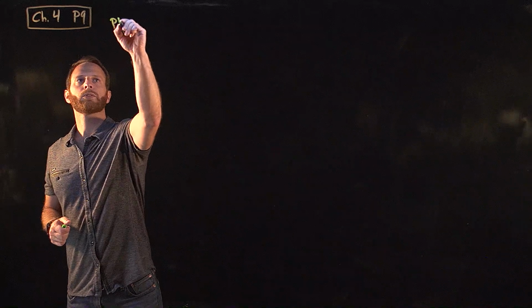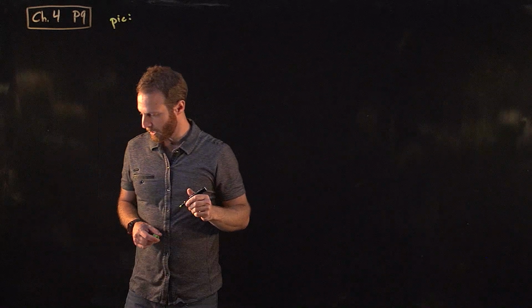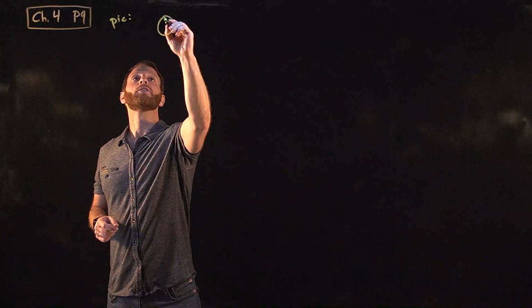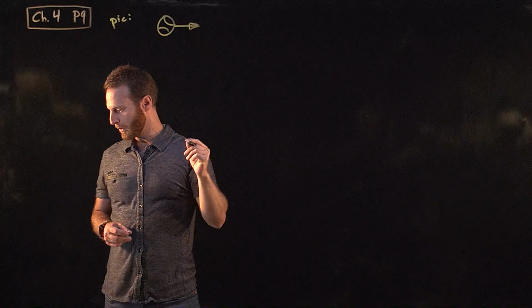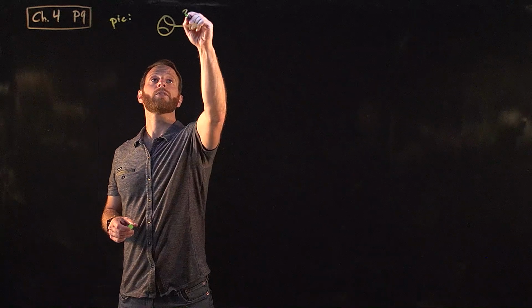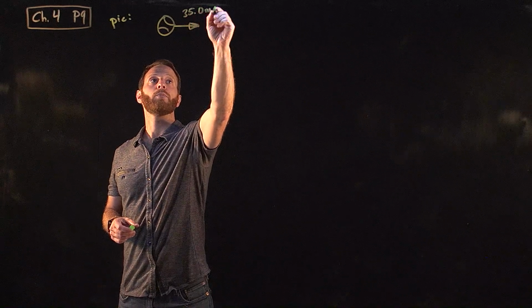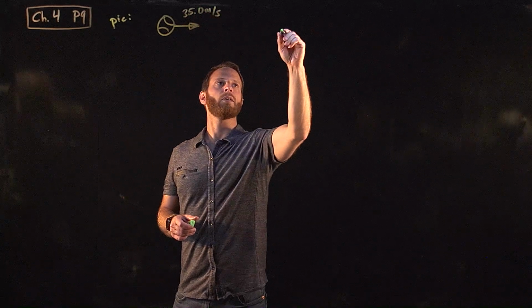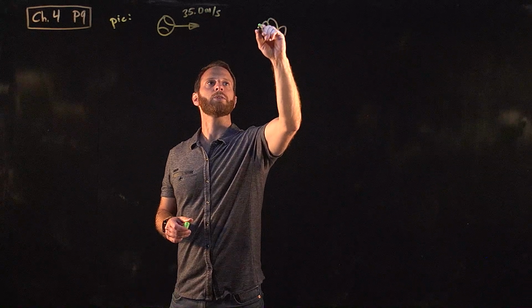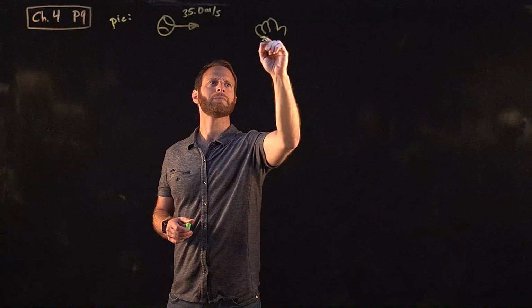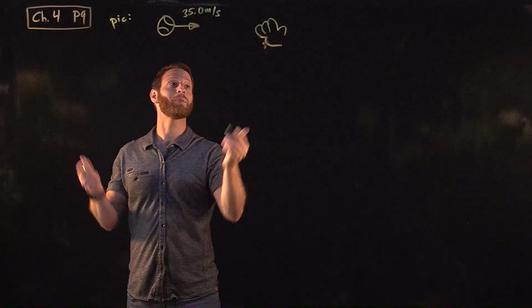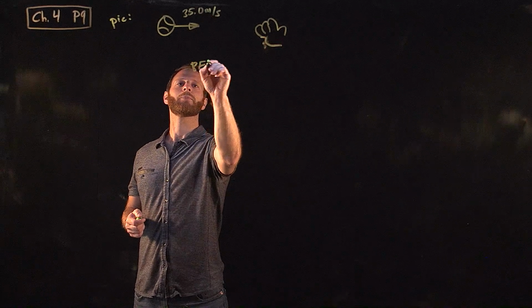As usual, let's start off with a picture. So here's the baseball coming in. It's got an initial velocity of 35.0 meters per second. And we have our glove. And I don't know how many fingers are in the glove. Maybe there are 3. Okay, so that's the picture, right? That's before.